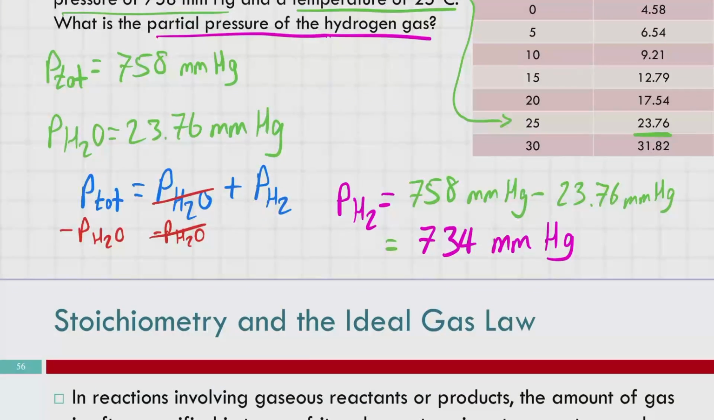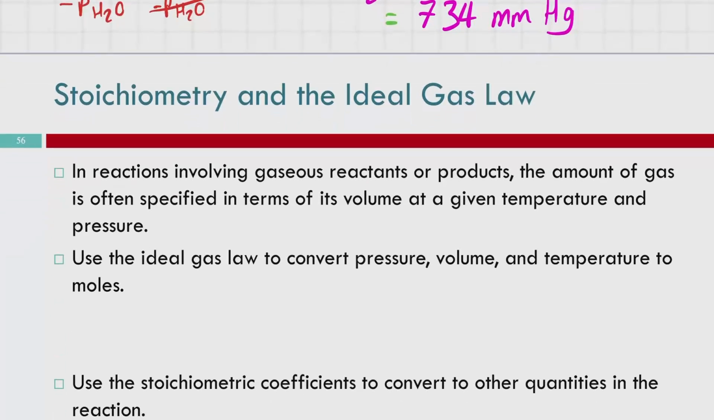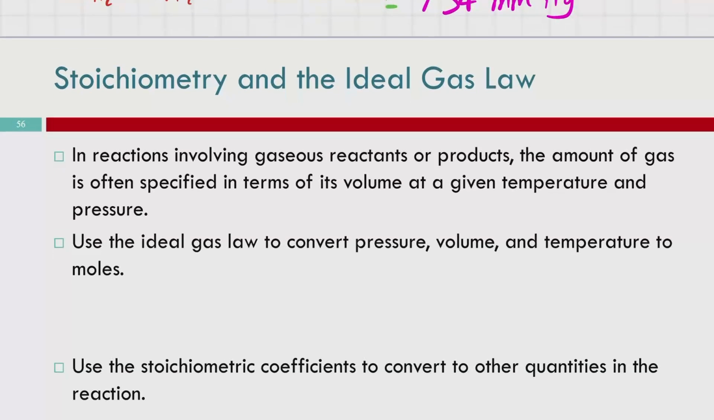Cool. We can also do stoichiometry with this. So in reactions that involve gaseous reactants or products, the amount of gas is often specified in terms of volume at a given temperature and pressure instead of mass. Have you ever tried to take a gas and set it on a scale and weigh it? No, because you're not crazy, right? Like, you're not gonna, oop, that's a weird smell. Let's put that on the scale and see how much that weighs. Practically, it doesn't make sense to do that.